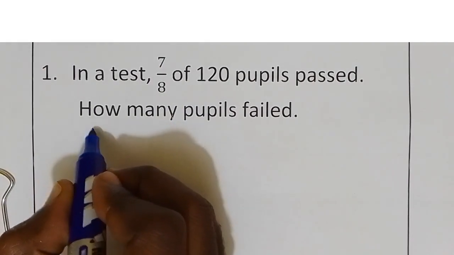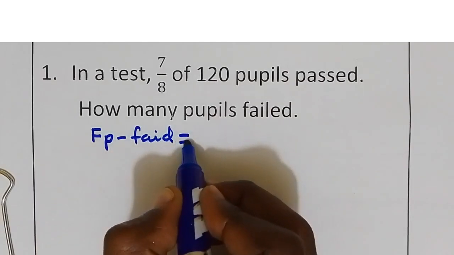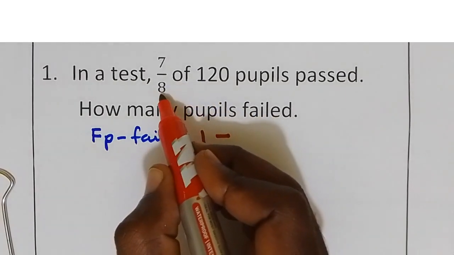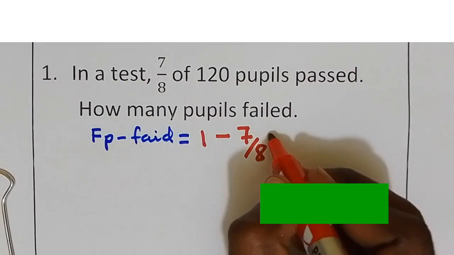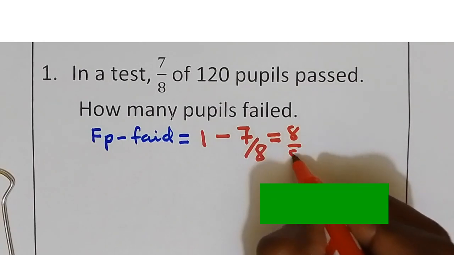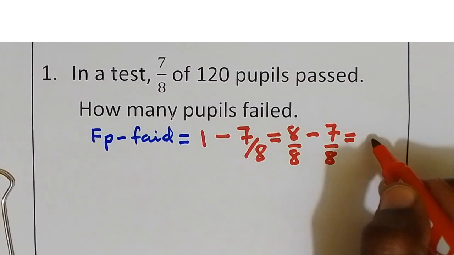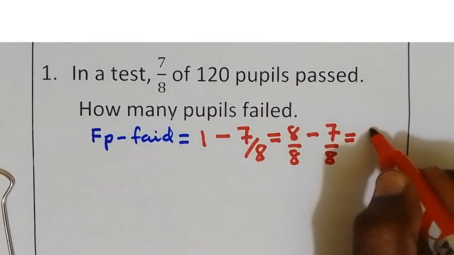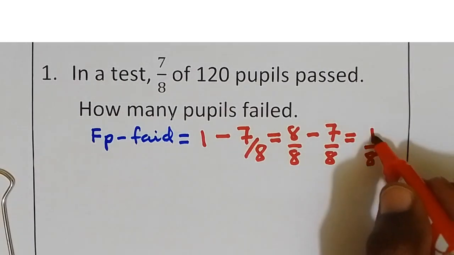So, fraction of pupils who failed is equal to 1 take away the fraction of pupils who passed, which is 7 over 8. This is equal to 1, which is the same as 8 over 8, take away 7 over 8. Fraction of pupils who failed is equal to 8 take away 7. We get 1 over 8. So the fraction of pupils who failed is equal to 1 over 8.